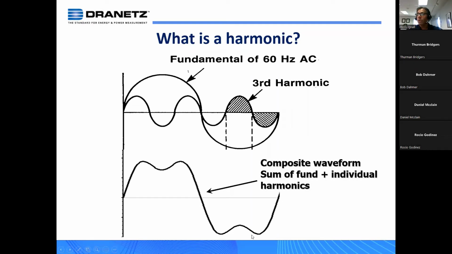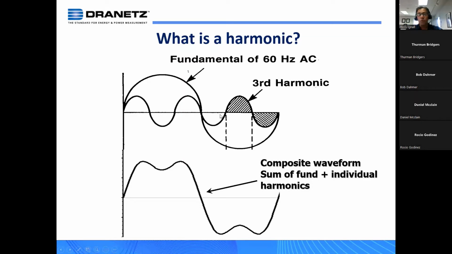And you can see what the result is when you add those two together. You have what's called the composite waveform, and that's really what the meter is measuring when you measure the voltage or the current. We tend to reference the voltage for the most part. If you put an eyeball to this and visually add these point by point together, you could see the result, the impact of that third harmonic.